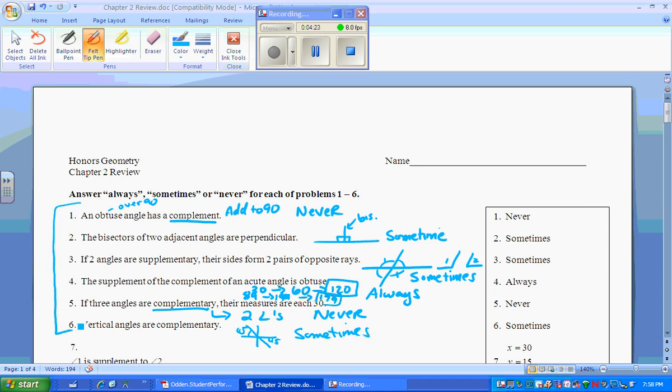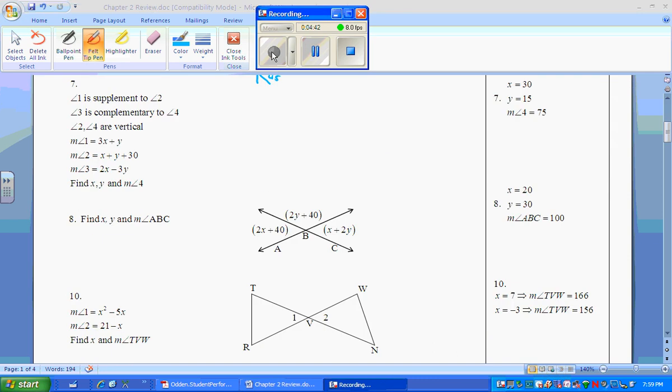So this section here is very challenging. You will have a couple on your test that you will have to choose always, sometimes, never. And it's kind of like true or false, where if it never has to happen, that's like false. If it always has to happen, that's true. And if there's that gray area, that's the sometimes in the middle.